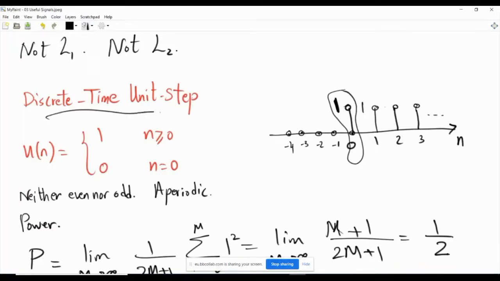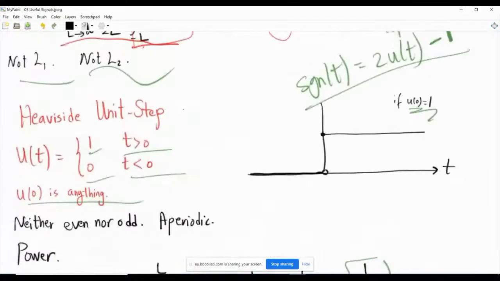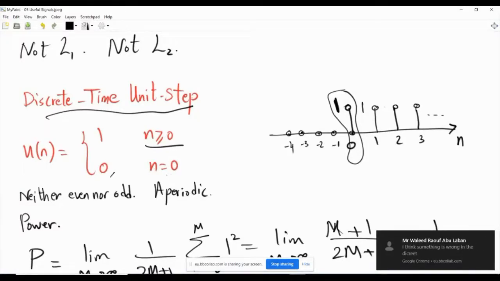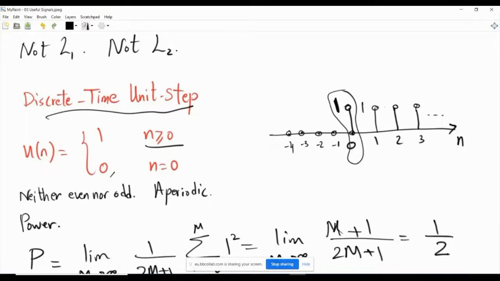For the discrete time version of the unit step function, U of 0 is exactly equal to 1. For the continuous time case, we don't really care, and you can put it any way of your choice and you will get the exact same results. For the discrete time case, no, U of 0 is equal to 1. So U of n is 1 if n is 0 or positive. It is 1 at n equals 0, 1 at n equals 1, 1 at n equals 2, 1 at n equals 3, and so on.